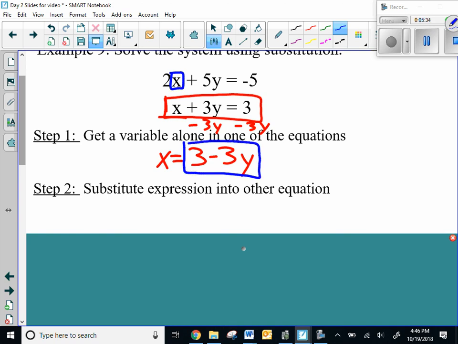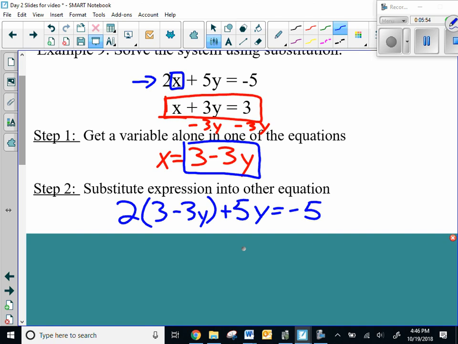So this is a lot like what we did with function notation, where we plugged an expression in for a variable. So we're going to rewrite this equation up here, but instead of 2x, we're going to have 2 times 3 minus 3y plus 5y equals -5. Right? So we substituted this thing right here in for that x, so it became 2 times 3 minus 3y plus 5y equals -5.